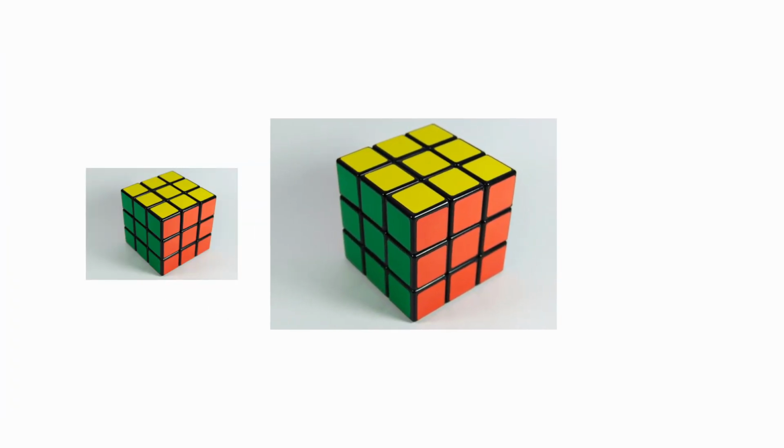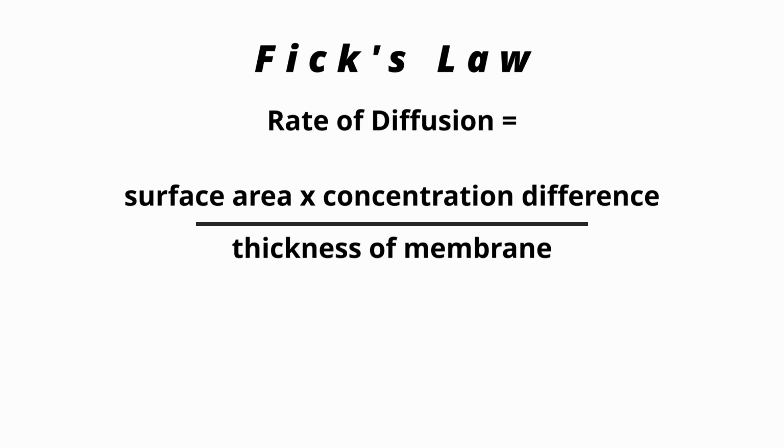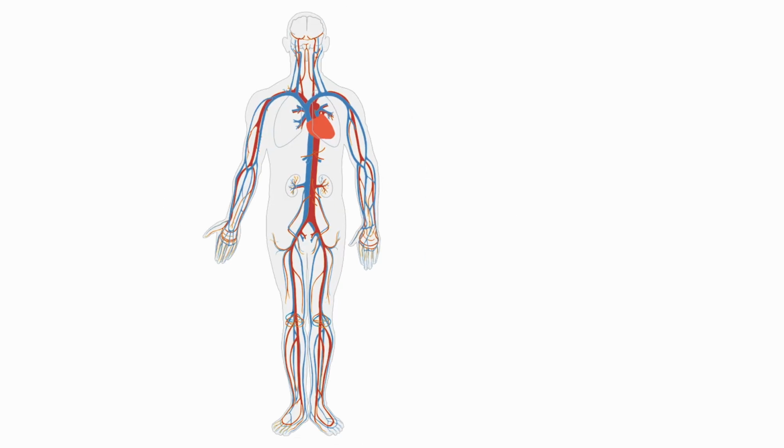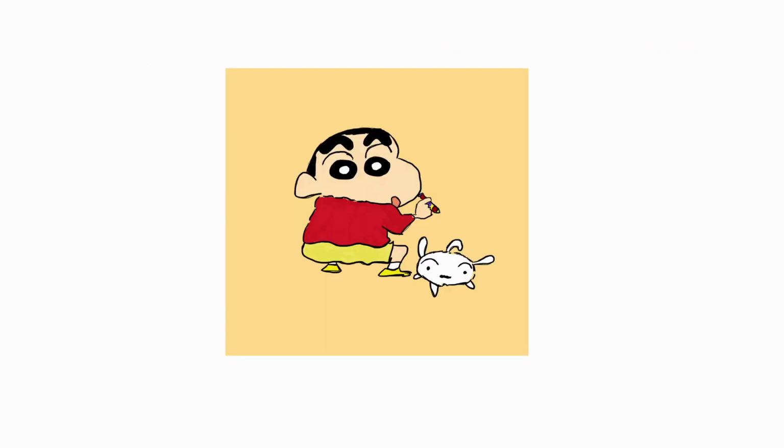Finally, an increase in surface area to volume ratio would increase the rate of diffusion, which can be calculated using Fick's law. This is the reason why large multicellular organisms like humans require a transport system, but microorganisms like bacteria don't. I will leave a link in the description to a diffusion simulator so that you may have a look at how these factors will affect diffusion.